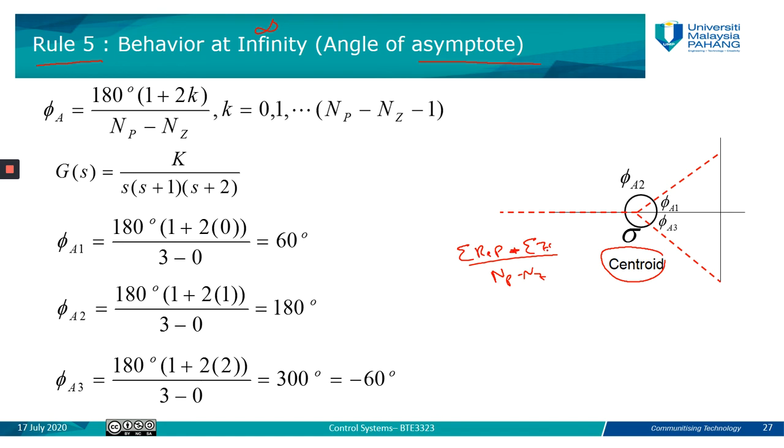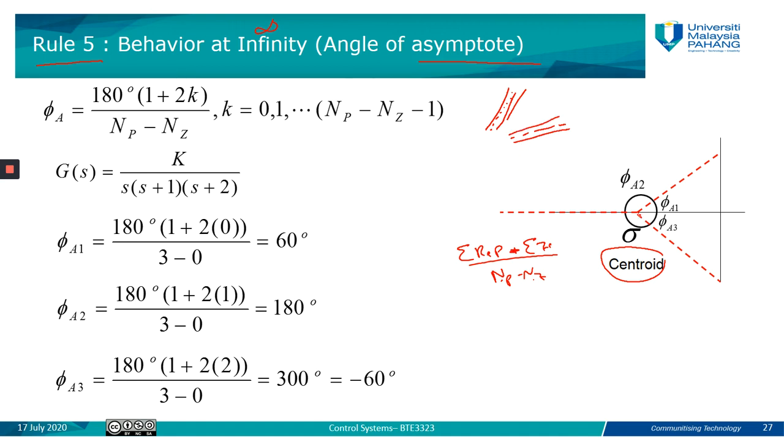Summation of real poles minus summation of real zeros over number of poles minus number of zeros, we find the value of the centroid here. This is the centroid point. Then from this centroid point, we are going to draw the asymptote. The asymptote represents a line that goes to infinity, and our root locus will go in parallel to this line. It will not interact or cross this line. It will go with this line. If this line goes there, our root locus will go there or there. So these are the asymptote lines.